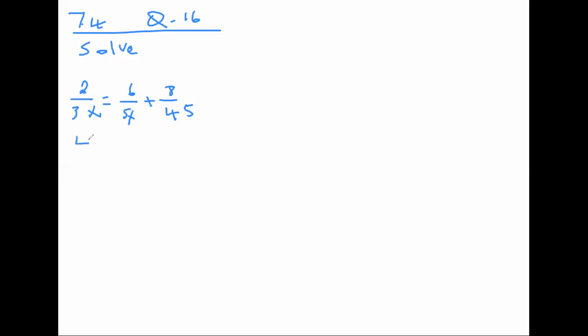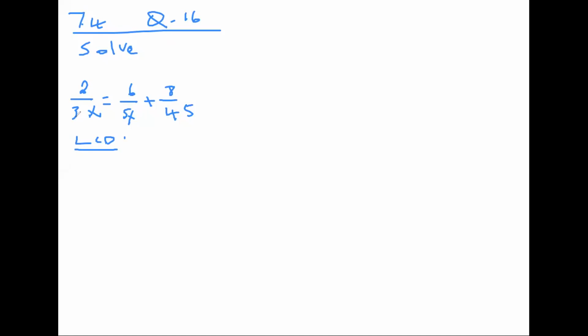So the first thing you want to find is the LCD. Okay, you want to make all these the same. So to make all these the same, what do you think we're going to do? So we need to find the LCD for 3, 5, and 45. What's the LCD, or the common denominator, for 3, 5, and 45?